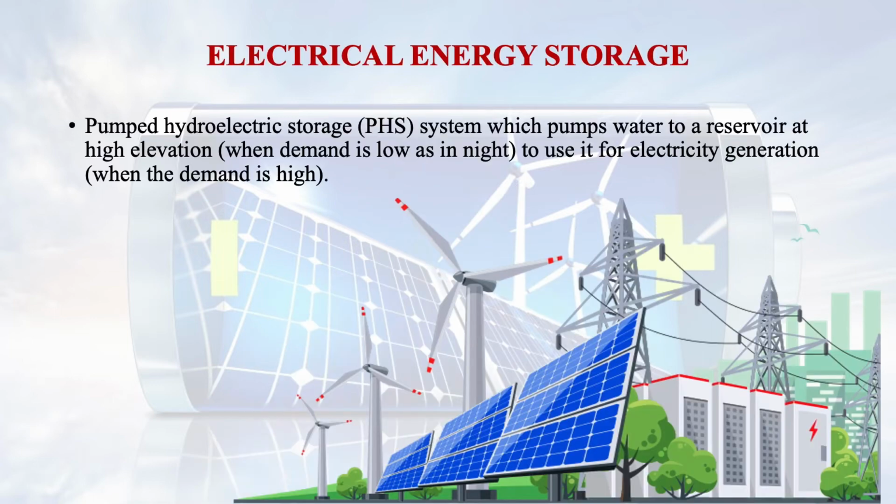When you talk about a pumped hydroelectric storage system, it pumps water to a reservoir at high elevation when demand is low, as at night, to use it for electricity generation when the demand is very high, right? However, if you look into the net energy yield, it is negative, and the reported efficiency is in the range of 70 to 75%. It is also associated with capacity limitation and other environmental aspects, such as the impact of having big dams.